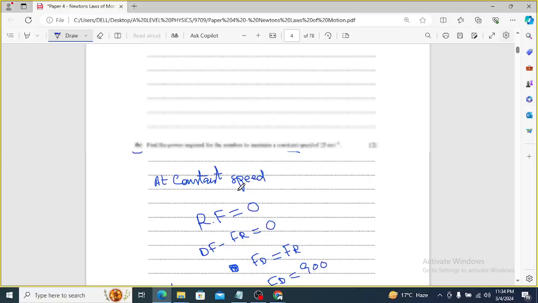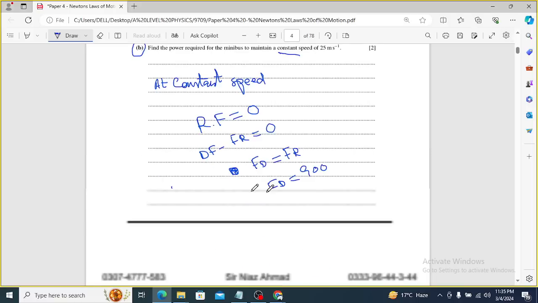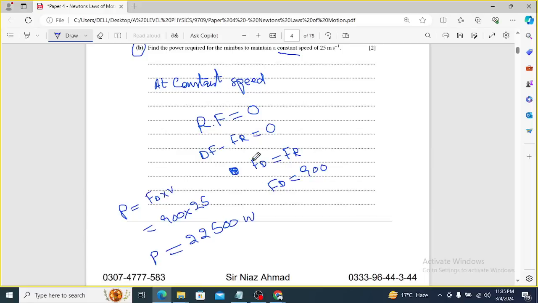per second. At constant speed, we know the resultant force is 0, and the resultant force can be obtained by taking the difference of the driving force minus frictional force, that is equal to 0. So the driving force equals frictional force, and it is 900, and the power formula is driving force multiplied by velocity. So you are going to get the answer of the power, that is 22,500.